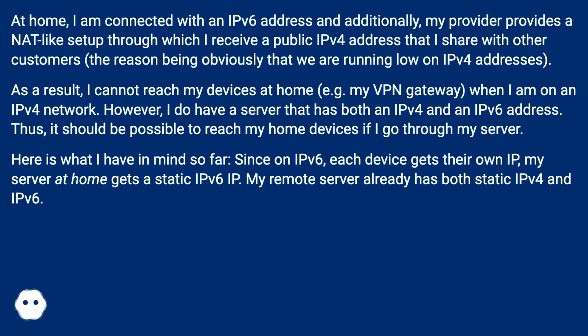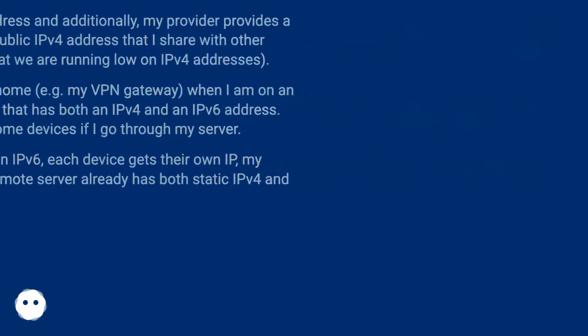However, I do have a server that has both an IPv4 and an IPv6 address. Thus, it should be possible to reach my home devices if I go through my server. Here is what I have in mind so far. Since on IPv6, each device gets their own IP, my server at home gets a static IPv6 IP. My remote server already has both static IPv4 and IPv6.